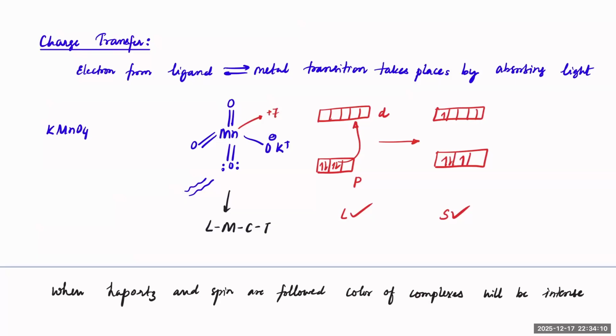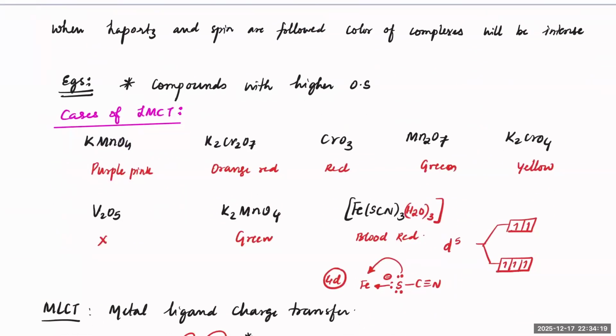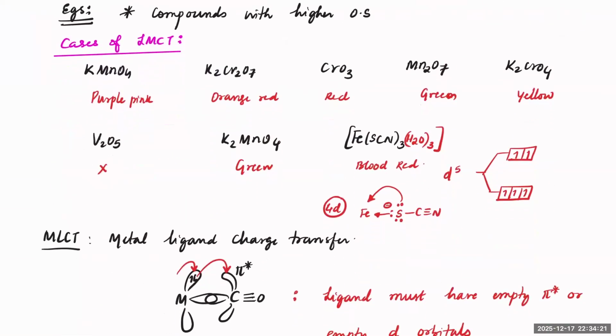This type of charge transfer is called LMCT, ligand to metal charge transfer. These are all those cases which will show LMCT. Colors may not be asked, but examples you should know, the examples which fall under this category, LMCT.